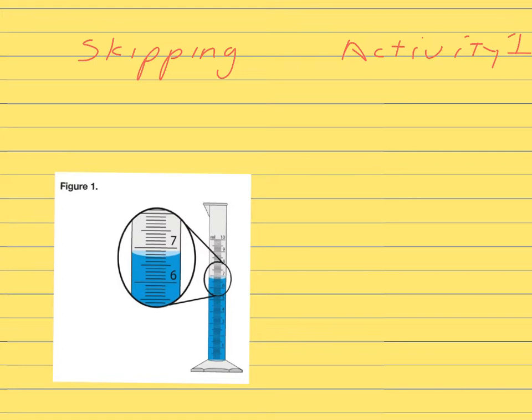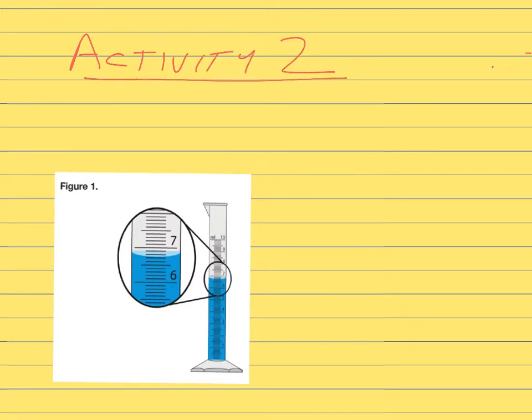So let's take a look at activity 2 here. In activity 2, they're telling you to read the level of water in a graduated cylinder, and to express the upper limit and the lower limit, and they're asking you to put that on your paper. If you look at data table 2, they ask for the high interval volume and the low interval volume on that data chart.